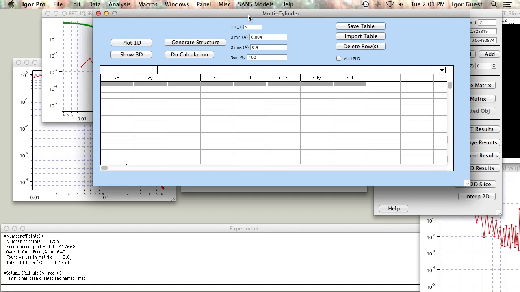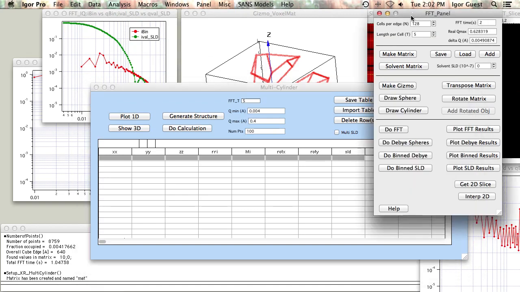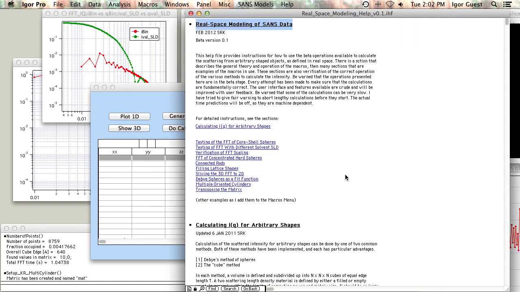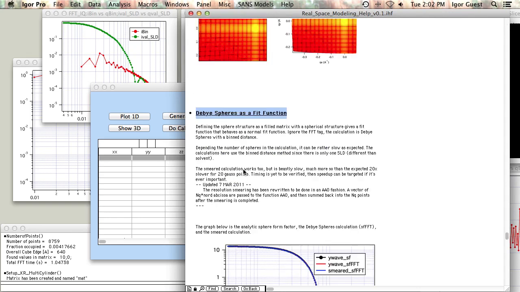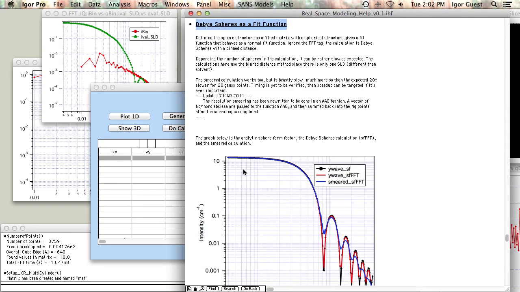For information about how to use this, please look at the help file, and also for information about how to use the real space functions as fit functions. Again, this is a more complex operation. Please look at the help file.